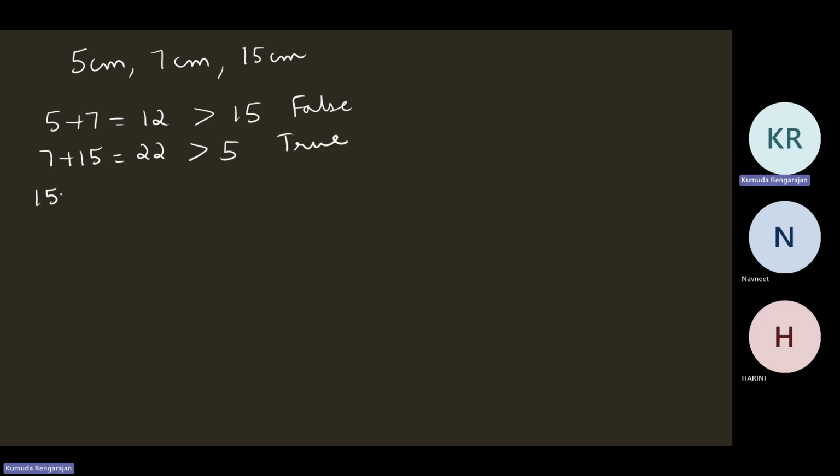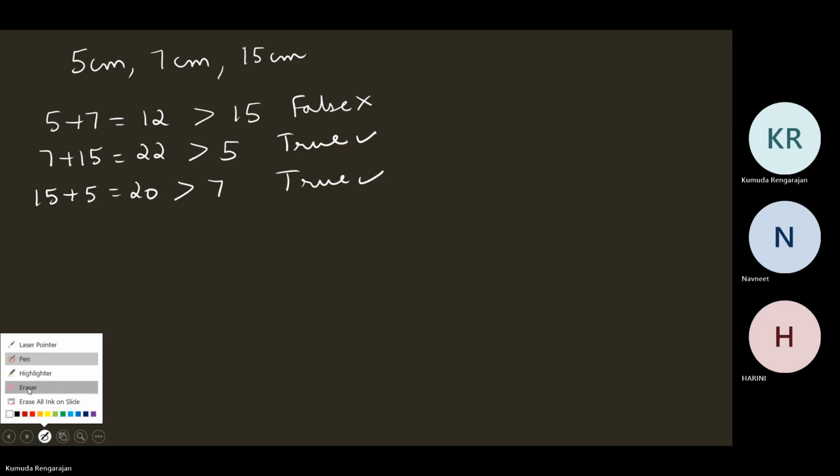And 15 plus 5 is 20, and it's greater than 7. True. It's true in two cases, but false in one. So what is the conclusion? Can a triangle be formed with these three line segments?